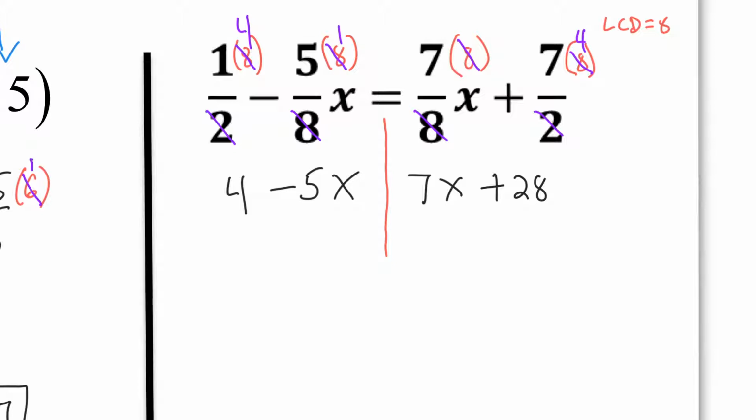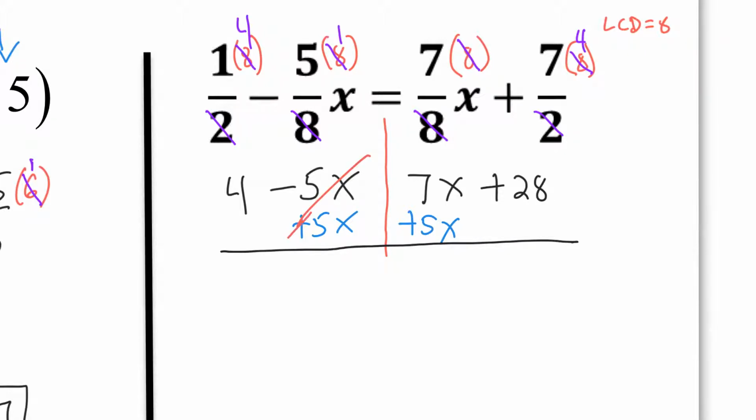We do have variables on each side. So I'm going to look for the lowest one, or the smallest one. The smallest one of the x's is negative 5x. This one's positive 7x. So the smallest one is negative 5. So I'm going to add 5x to both sides, plus 5x here. And you guys can cancel the negative 5x plus 5. So you bring down the 4, and on the other side, you guys combine 7x plus 5x, and that's going to be 12x, and you bring down the plus 28.